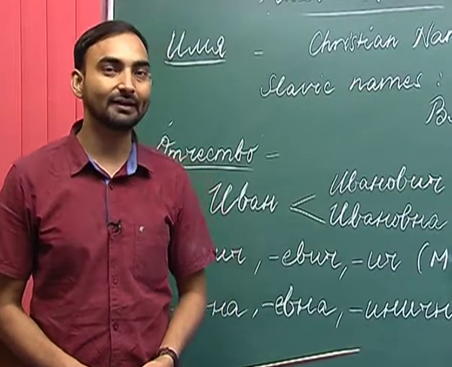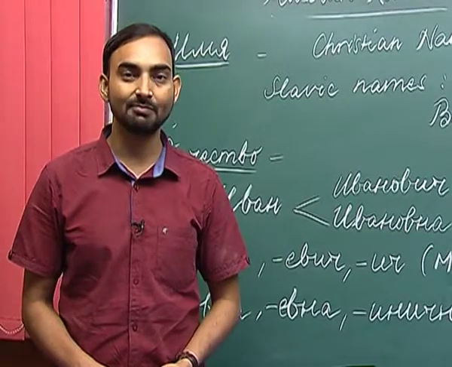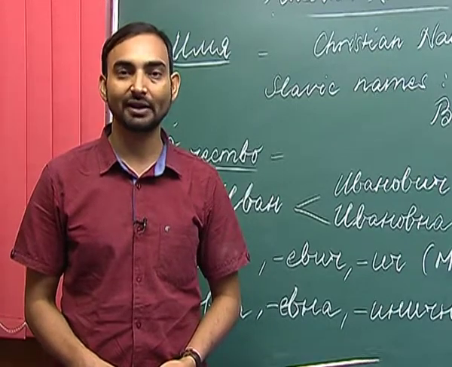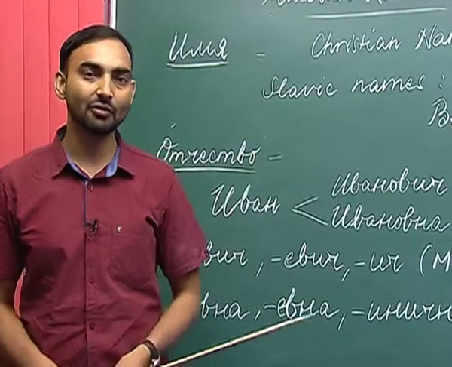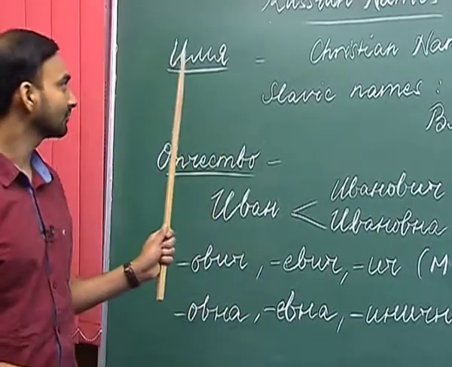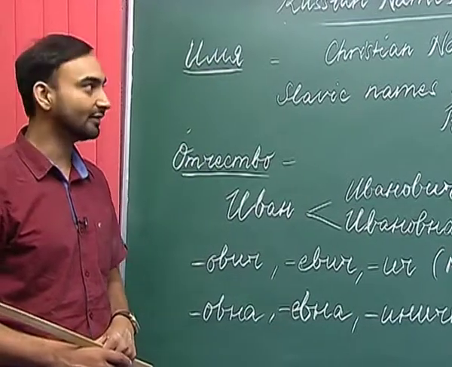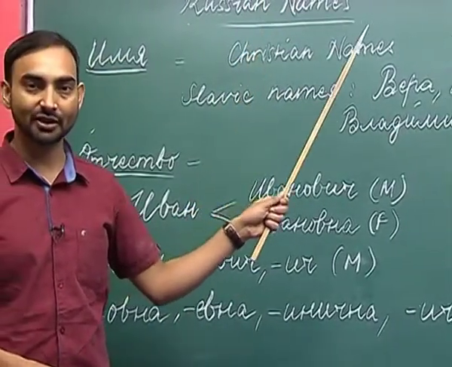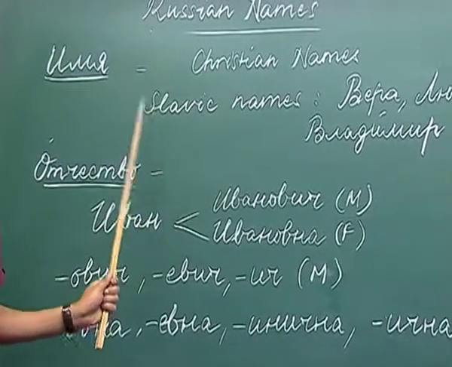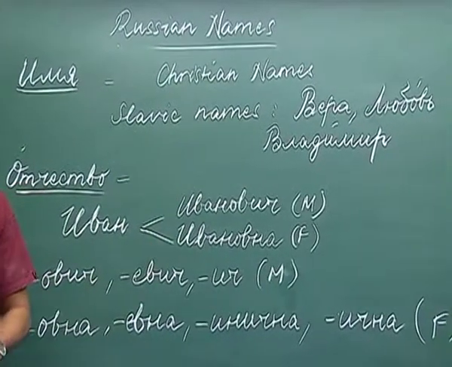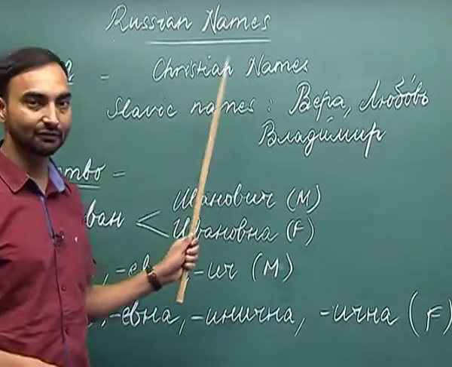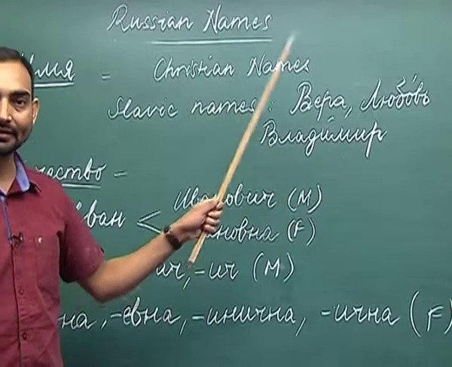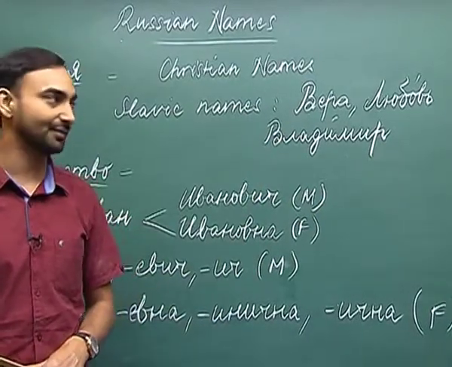We have already seen that there are three components in a Russian name: imya, which is a given name, otchestva, which is a patronymic, and familia, which is the surname. We will now look at each one of them separately. Imya, which is a given name or the first name, are mostly Christian names in Russian. But apart from the Christian names or biblical characters, there are certain Slavic names also which are present only in the Slavic languages. For example, the first names such as Vera, Lubov, Vladimir are found only in the Russian names.